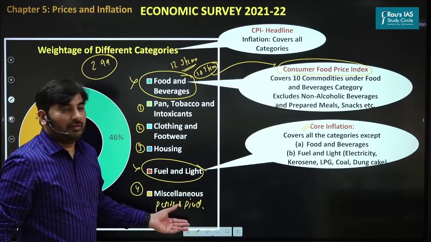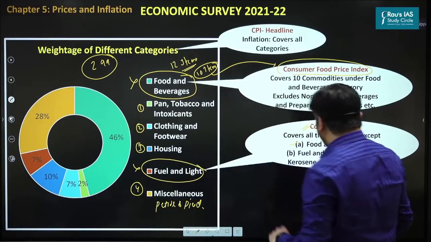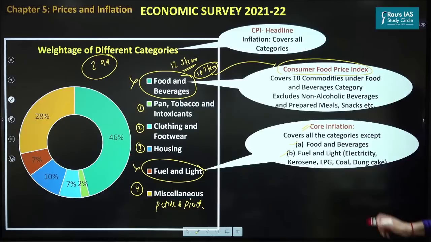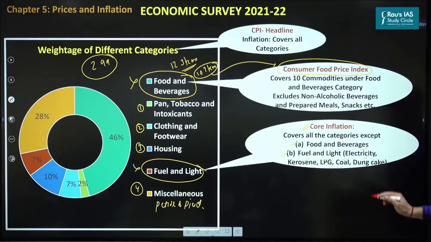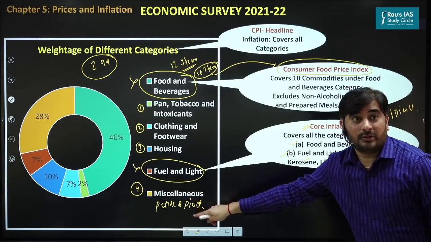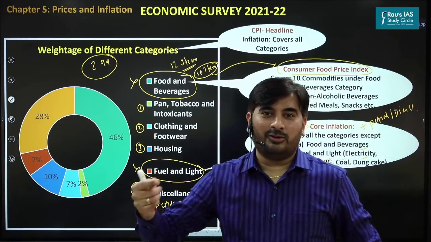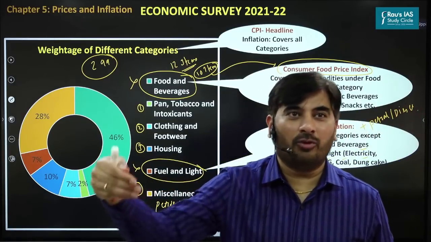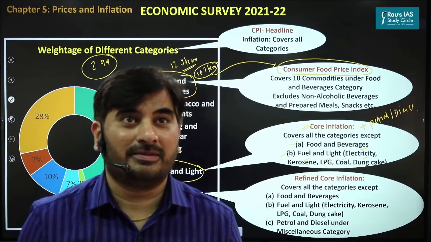Yes. So we are actually excluding food and beverages. We are excluding fuel and light, that is, we are excluding electricity, kerosene, LPG, coal, and cow dung cake. But we are including petrol and diesel because petrol and diesel are part of the miscellaneous category. Are you getting this point? So how do you solve this problem? You add one more index, you add one more part, and call this refined core inflation.